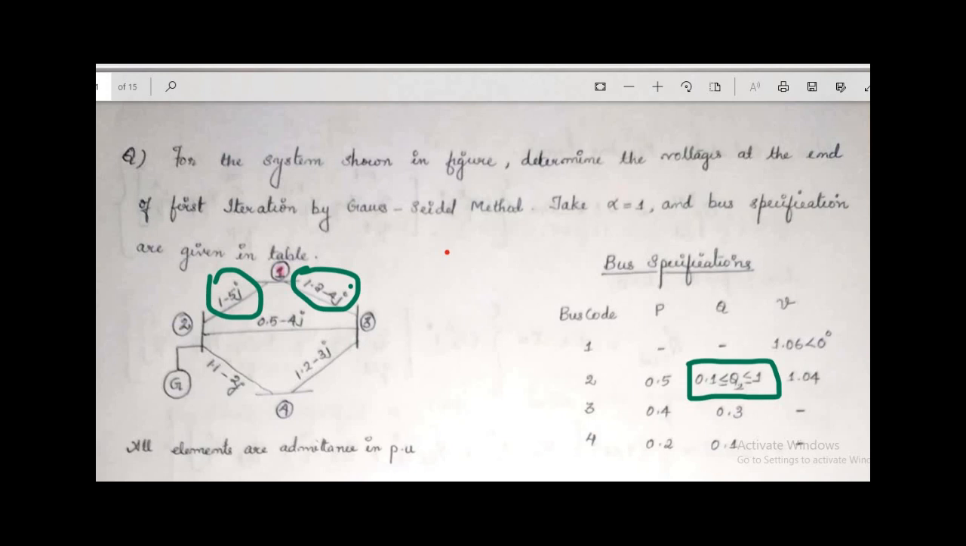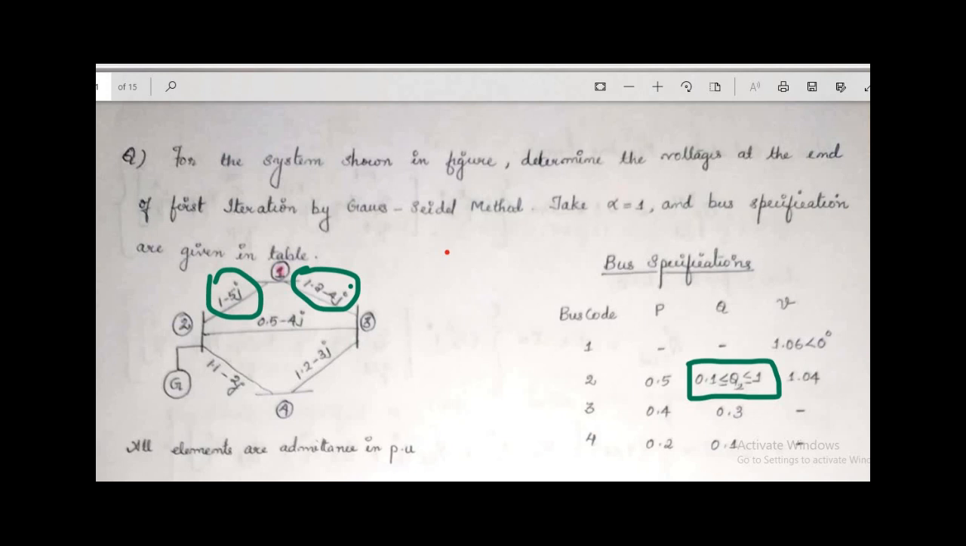But if a generator bus is given in the question, please remember that you need to calculate the reactive power of that particular bus. Then you compare it with the limit. If the limit is satisfied, you treat the bus as a generator bus itself. If the limit is not satisfied, you treat the bus as a load bus. Those are all the special cases addressed in the Gauss-Seidel method.